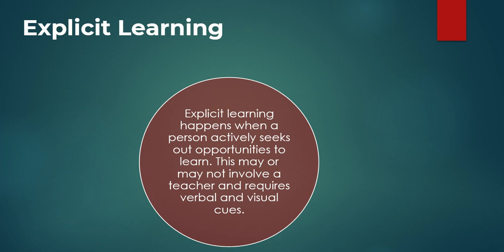Explicit learning happens when a person actively seeks out opportunities. This may or may not involve a teacher and requires verbal and visual cues. For example, a good example of this type of learning would be learning to ride a bike, because anybody can learn how to ride a bike without an instructor by practicing. The person who wants to ride the bike may attempt to learn on their own, mimic the actions of another person, or ask for instructions from someone who already knows how to do it.